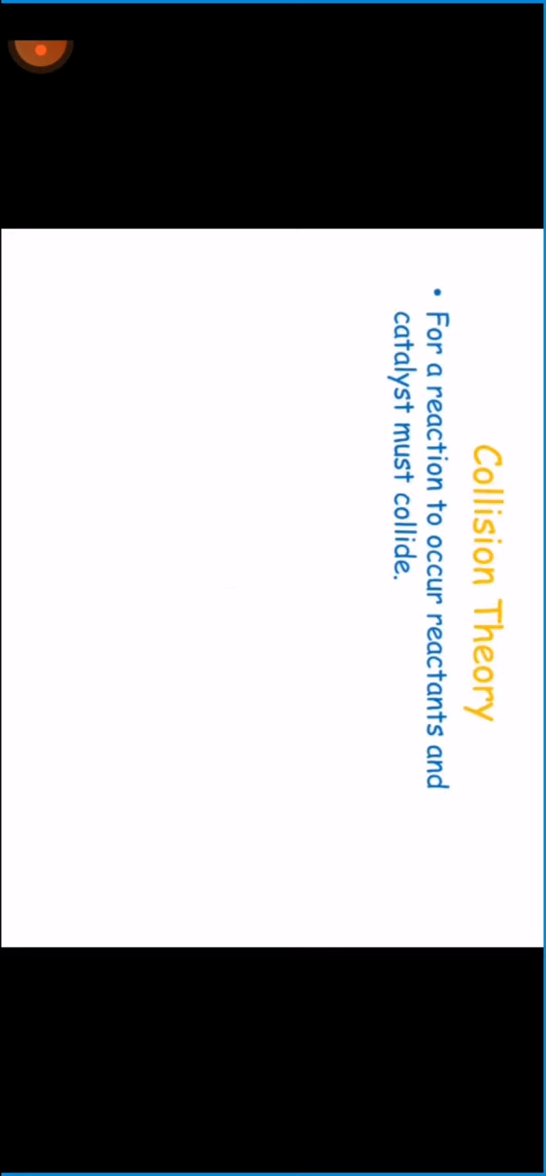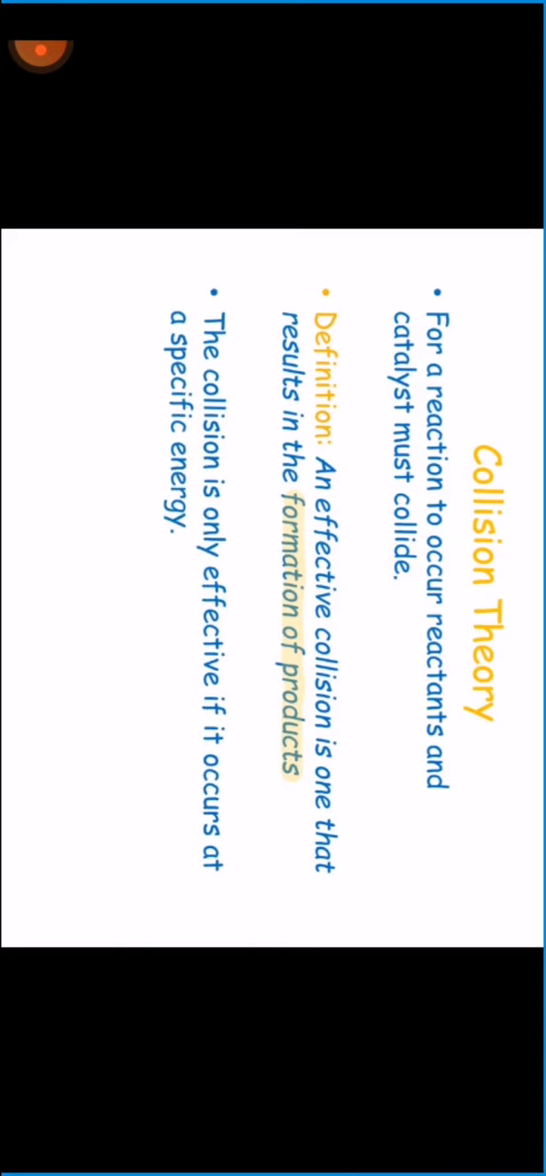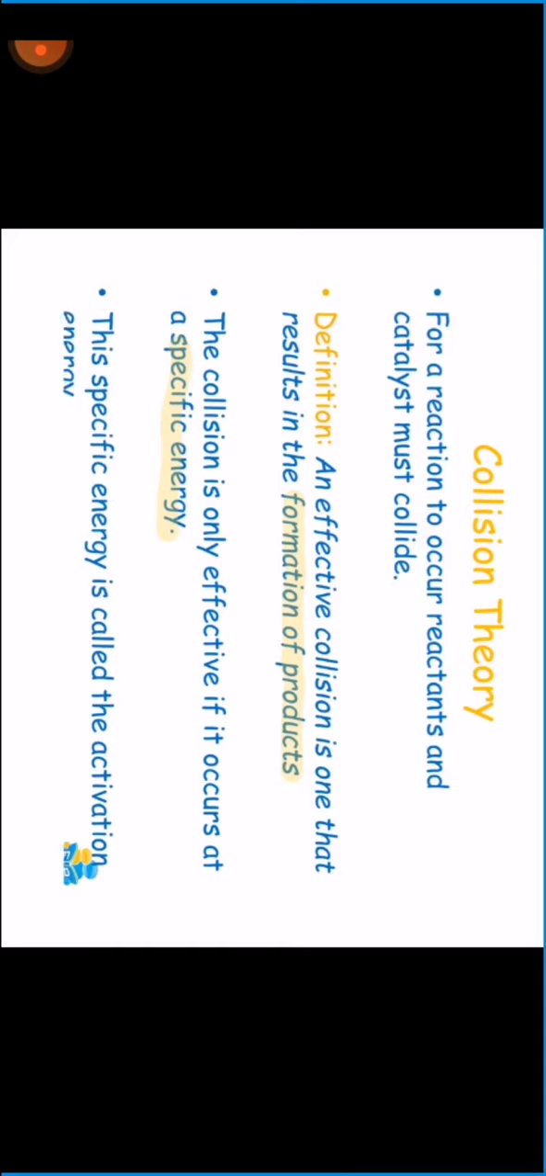So to begin, let's look at collision theory. From junior cert, we would know that a reaction can occur when our reactants and our catalysts must collide. However, it's not that simple that they just need to collide. In order for the collision to be effective, it must be one that results in the formation of our products. And a collision is only effective when it occurs at a specific energy. Now, this specific energy is called the activation energy of the reaction.